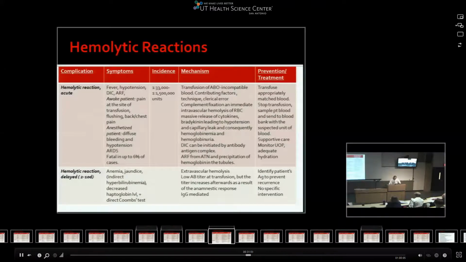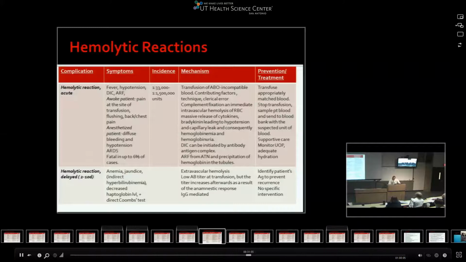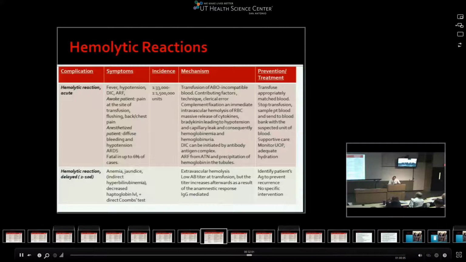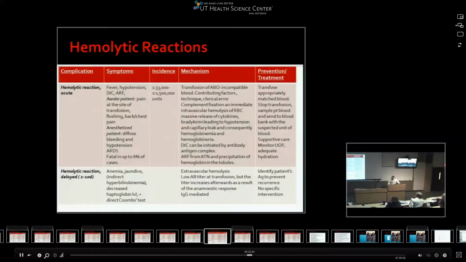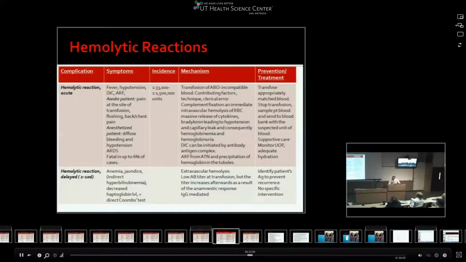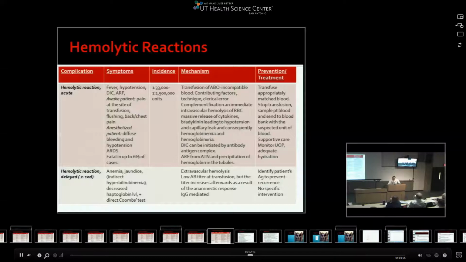Delayed hemolytic transfusion reaction can cause anemia and jaundice, as well as a positive direct Coombs test, and is due to extravascular hemolysis. The patient usually has low antibody titers at transfusion, but the titer then increases afterwards as a result of an anamnestic response. It's important to identify it to prevent recurrence with further transfusions, and otherwise there is no specific intervention.